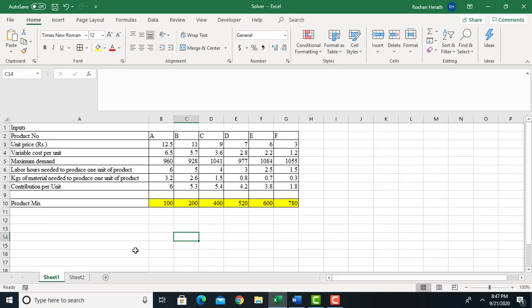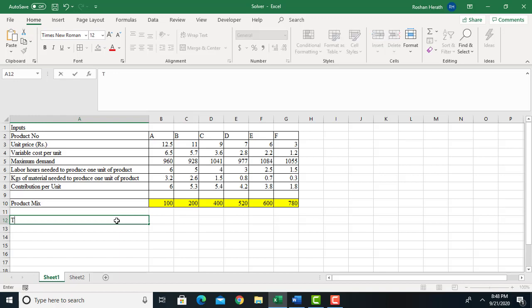Then these are the information that is given. Variable cost is there. The unit price is there. So we work out the contribution per unit. Then the product mix was taken. Now I can work out the total contribution for this scenario. Total contribution can be worked out because I know the contribution per unit and also the product mix is given. So thereby I can work out total contribution.